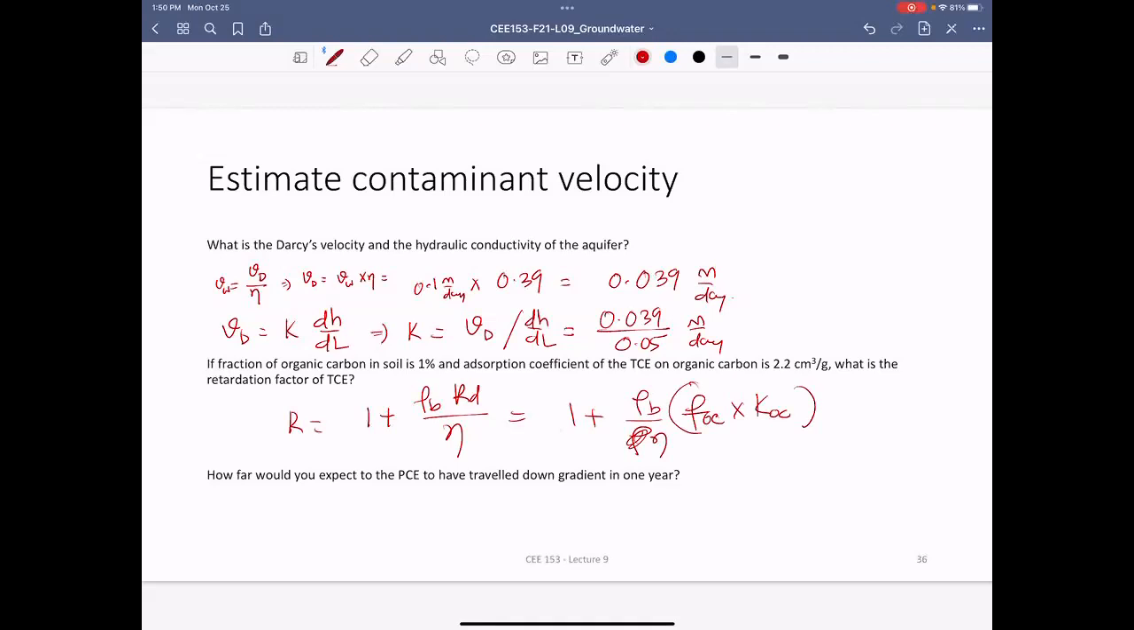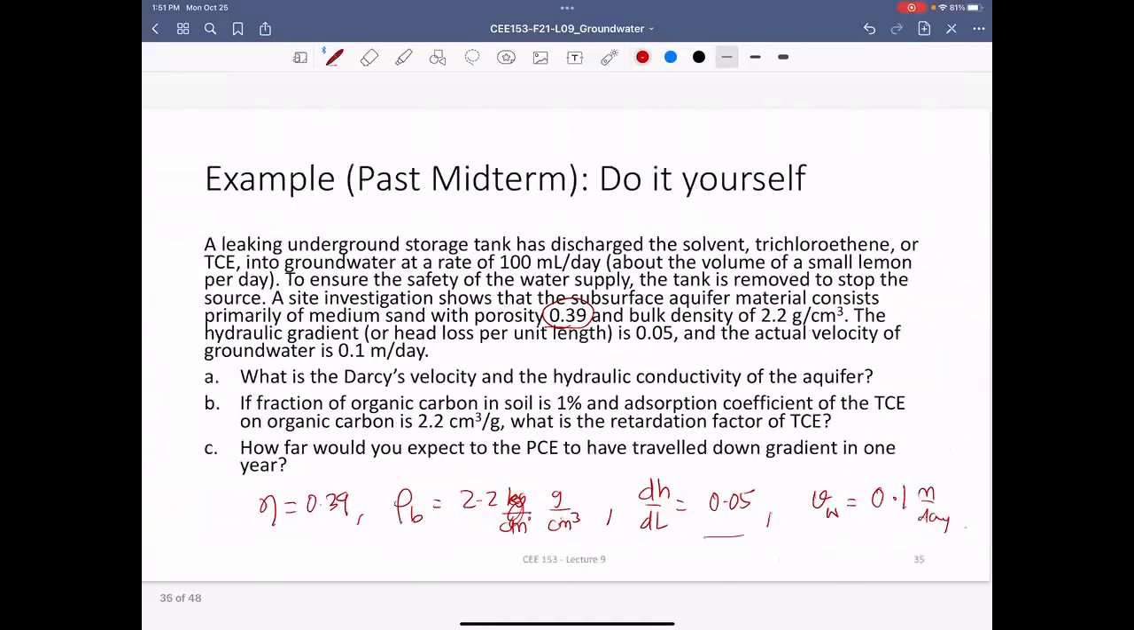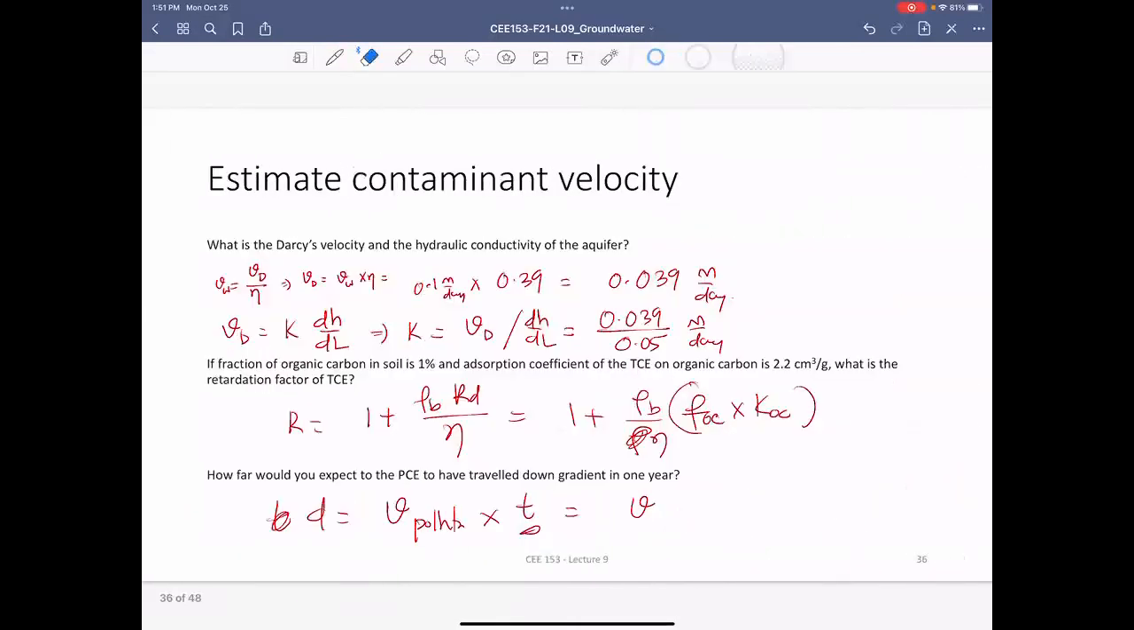The last one is how far you expect things to move. How far a pollutant will move is velocity of pollutants times time for pollutants. Time, you know how to calculate from the previous equation, and velocity of pollutants is basically velocity of water divided by retardation factor. Then you just plug in all the values and get the answers.